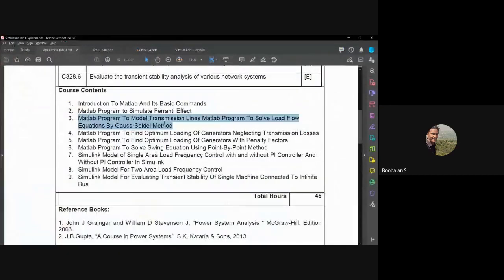So we have a MATLAB program to model the transmission line, and we have calculated a number of transmission line parameters. Now we need to go with the second half. We are just going to use the Gauss-Seidel method. That is from great mathematicians. Gauss and Seidel are actually two mathematicians.